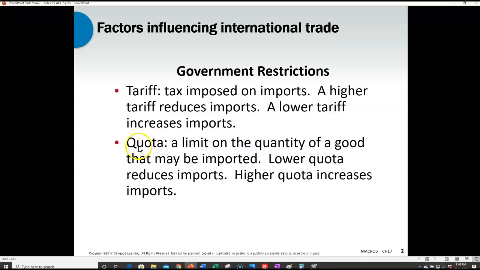Another restriction is a quota. That's a limit on the quantity of a good that may be imported. For example, the United States imposes quotas on sugar imported from Central American countries. Lower quota then reduces imports. Higher quota increases imports.